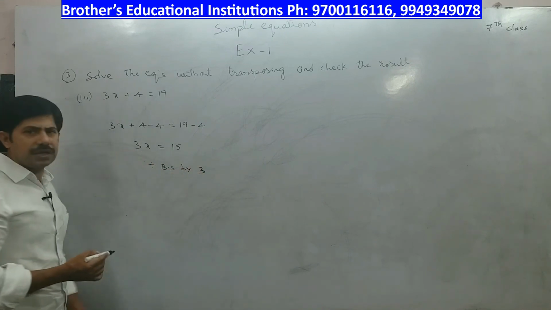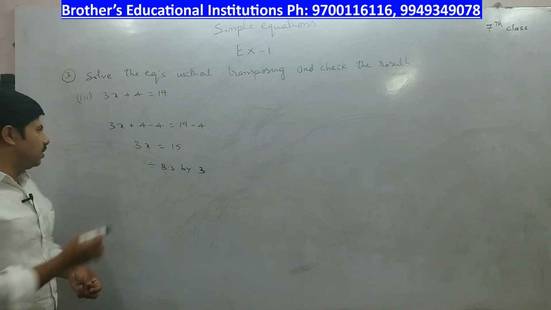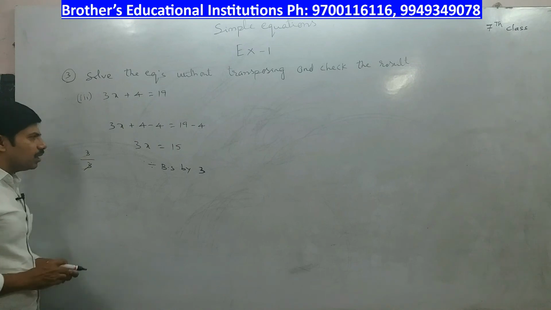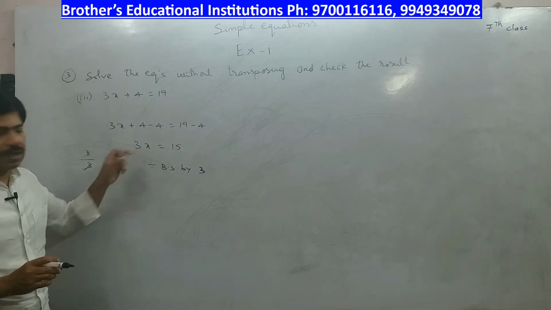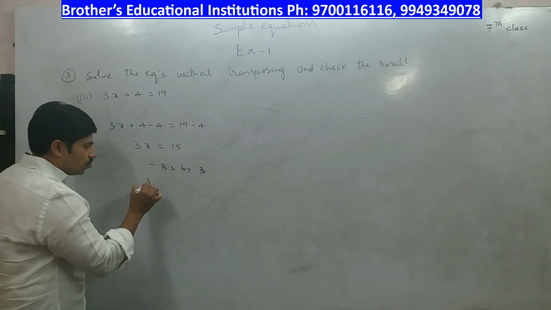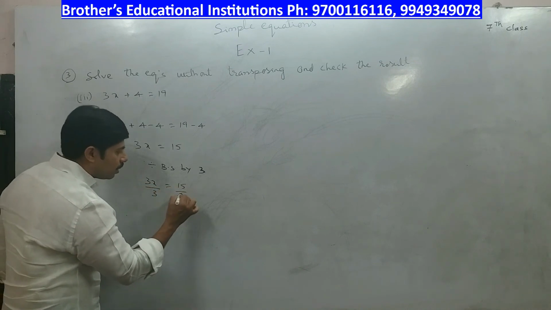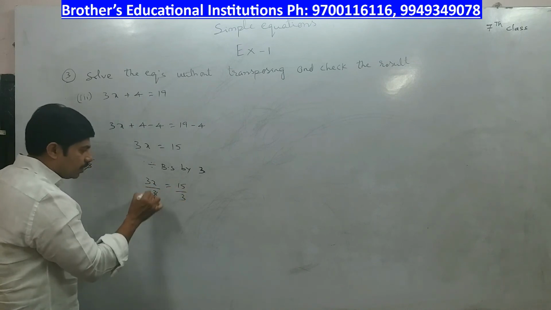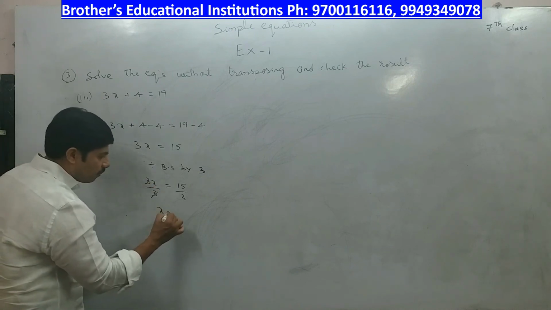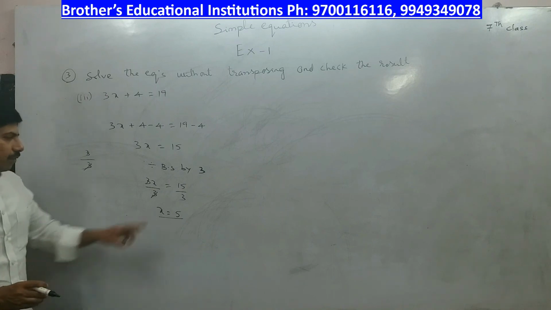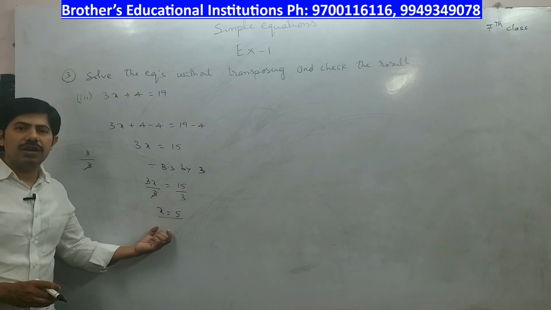As we have 3x, if you divide that with 3, the 3s get cancelled, and then we will get the value of x. So I will divide by 3. 3x by 3 is equal to 15 by 3. You can eliminate the 3s. So what is the value of x we are getting? It is 5, since 3 fives are 15. The value of x we got is 5.